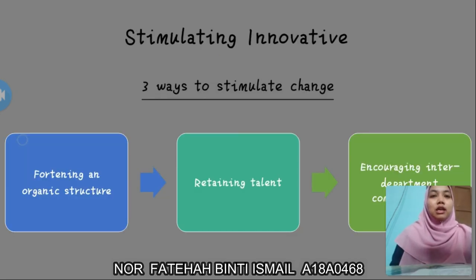Here we can see how we can stimulate innovative change. There are 3 ways. First is flattening an organic structure. We can encourage the formation of groups among employees who share a common interest for specific innovative change. Second is retaining talent. It is about the ability to retain employees and motivate them to stay long term with the company.